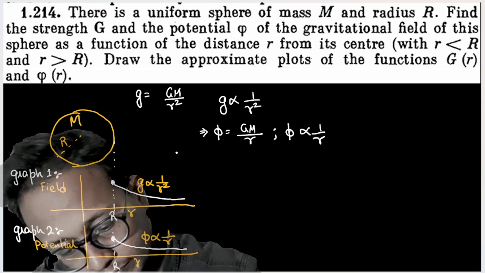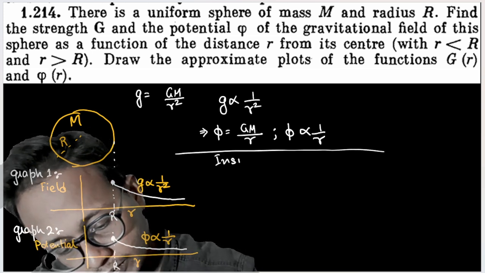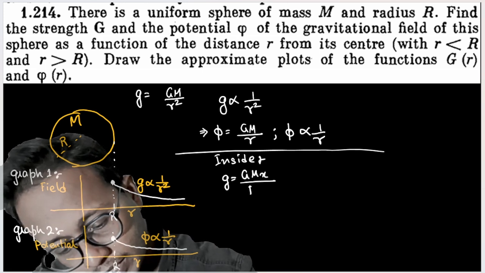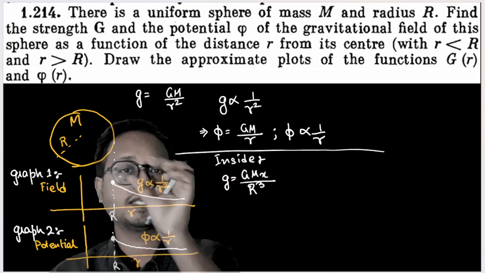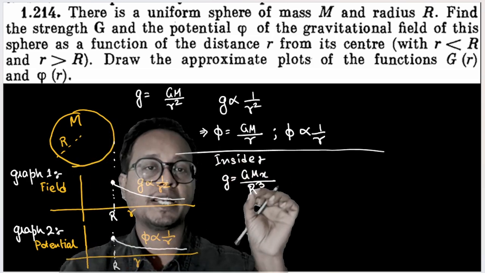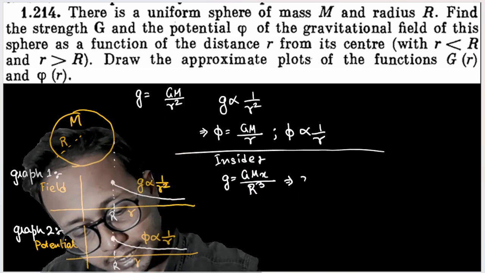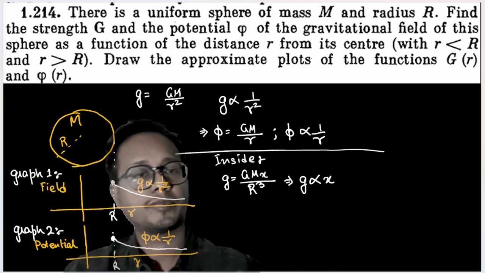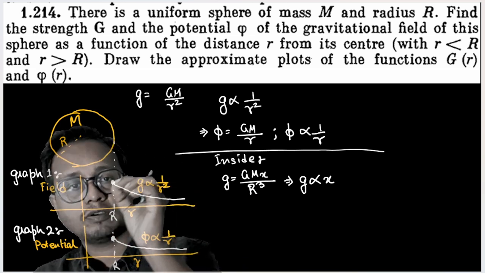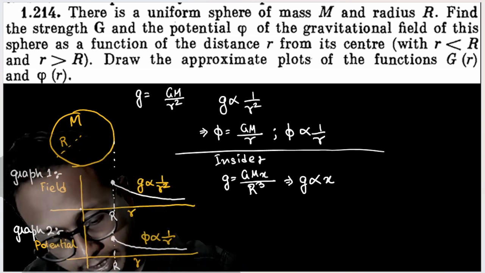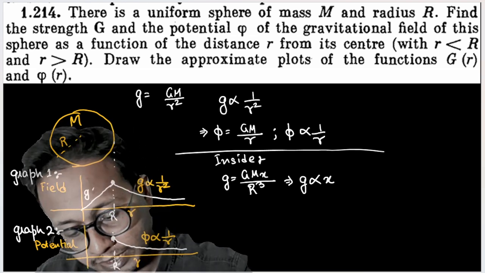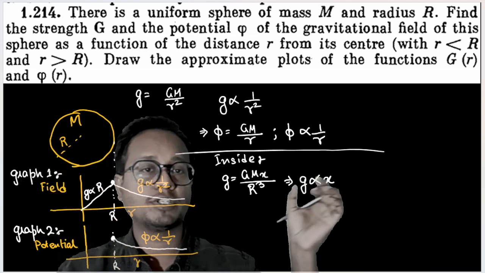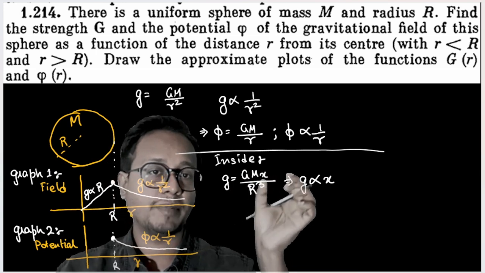The first part is outside, the same part is inside. g equals GMx by capital R cube. Now this G, M and capital R are constants. Capital R is nothing but the radius of the planet, isn't it? So I can directly write g is directly proportional to x. So below this point, the graph would look like a straight line. But the equation is g directly proportional to r, and the exact equation of the graph is g equals GMx by R cube.